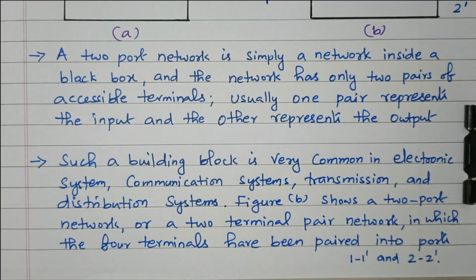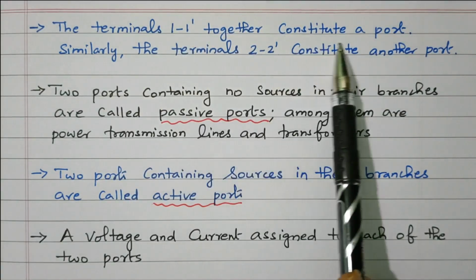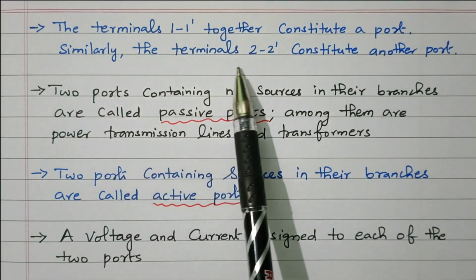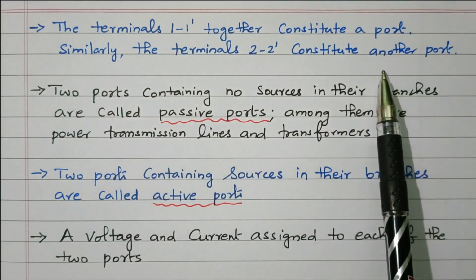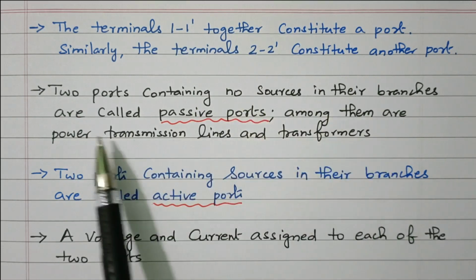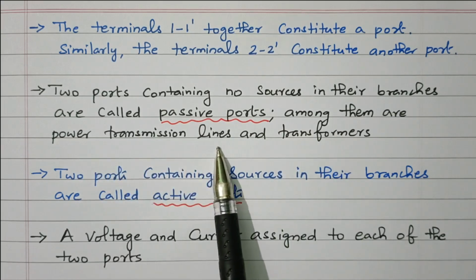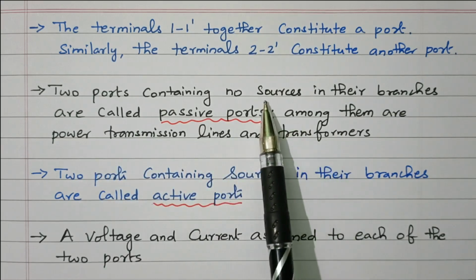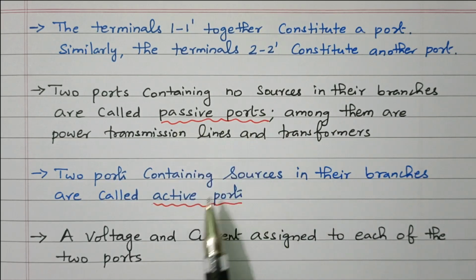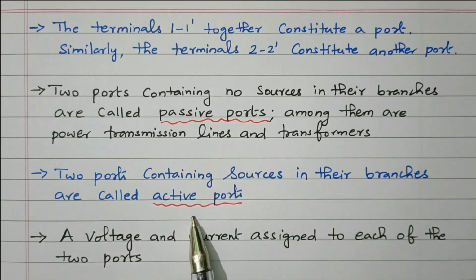The terminals 1 dash together constitute a port. Similarly, the terminals 2 dash constitute another port. So we have two ports, 1 dash and 2 dash. Two ports containing no sources in either branch are called passive ports. Among them are power transmission lines or transformers. Two ports containing sources in their branches are called active ports.